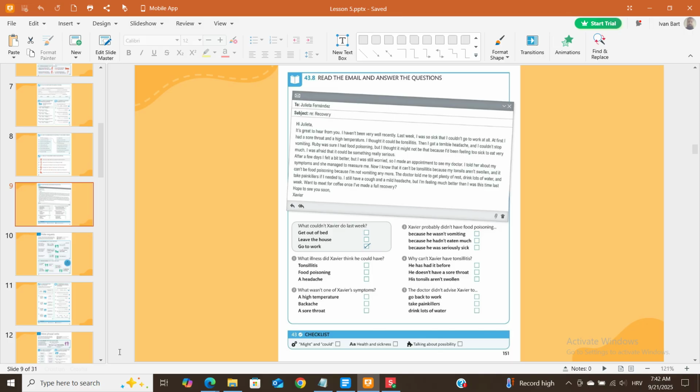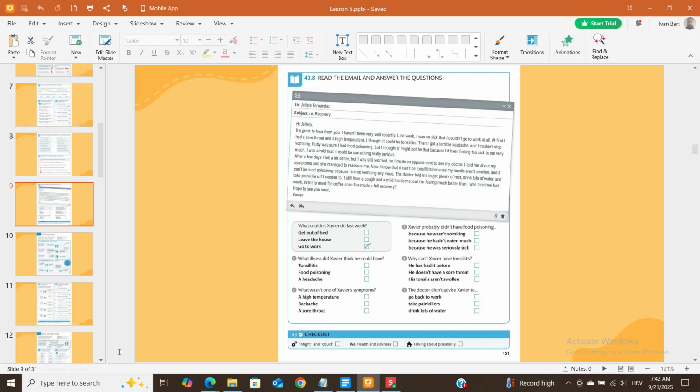Why can't Xavier have tonsillitis? He has had it before. He doesn't have a sore throat. His tonsils aren't swollen. The doctor didn't advise Xavier to go back to work. Take painkillers. Drink lots of water. 43 Checklist.